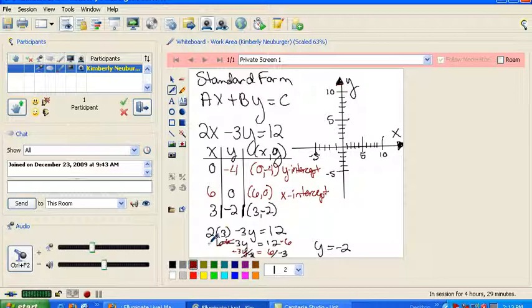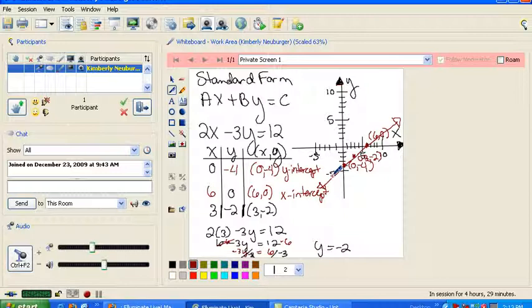Let's plot those. The first point is 0, negative 4. So 0, negative 4 lands right here. The second point is 6, 0, which lands over here. And that third point we found was 3, negative 2. And notice that they line up really nice. And so we just connect them. And there's our line. So that's how we go ahead and graph using intercepts.